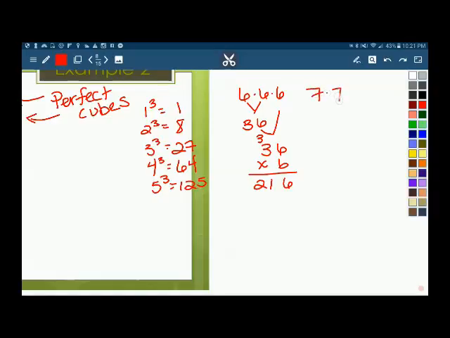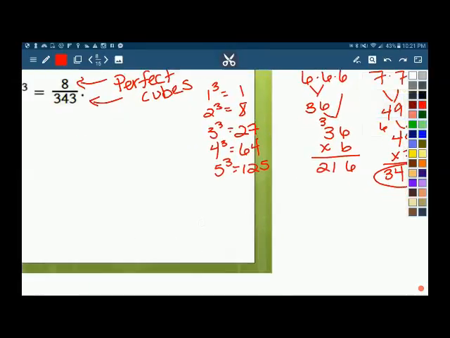So 7 times 7 times 7. 7 times 7 is 49, so I need to do 49 times 7. See, 7 times 9, that's going to be 63. 7 times 4 is 28, plus another 6 is 34. So there we go. 7 cubed is 343. Okay, so I'm going to continue my list of perfect cubes. 6 cubed was 216, and 7 cubed was 343.